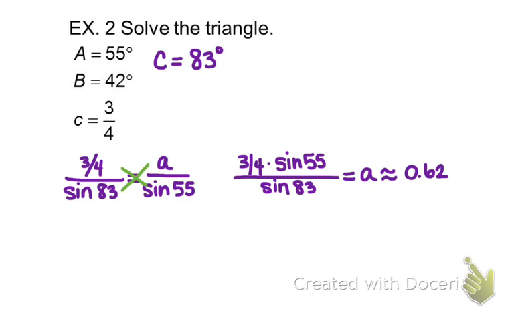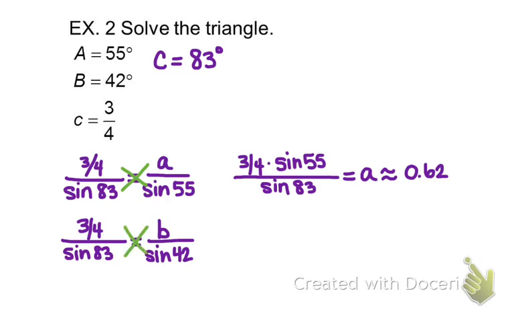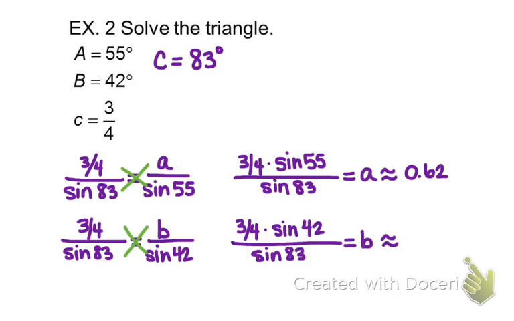Now we're going to do the same thing for little b. We start out the same way. 3/4 over sine 83 is equal to little b over sine 42. We're going to multiply across. So 3/4 times the sine of 42 divided by the sine of 83 will give me little b. And when you type this in for little b, you should get 0.51.